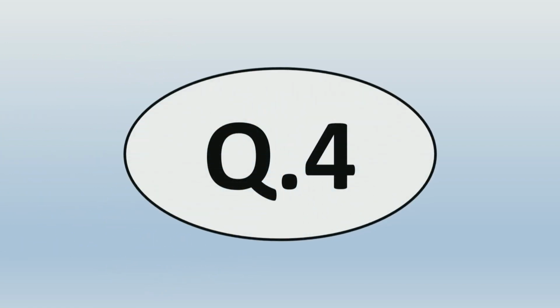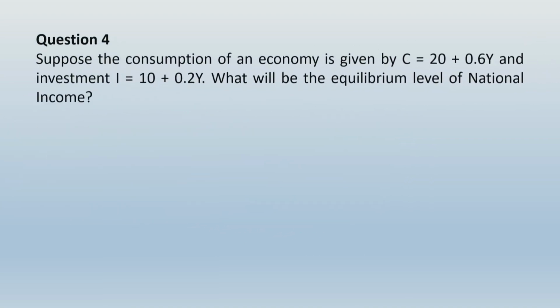Let us move ahead and take up the next question. That will be question number 4. Let us read this question. Suppose the consumption of an economy is given by C equals to 20 plus 0.6Y and investment I equals to 10 plus 0.2Y. What will be equilibrium level of national income? So you just have to apply one simple concept, that consumption plus investment taken together should match with your national income, correct? Because Y equals to C plus I.